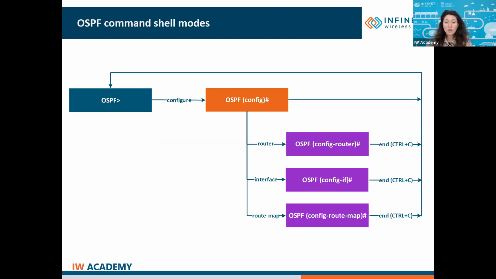The commands to enter a specific mode are indicated on the arrows in the picture. If you type, for example, configure, you will enter the OSPF config mode, and afterwards, if you type router, you will enter into OSPF config router mode. Each mode allows specific OSPF configurations that we will review shortly when configuring the devices.